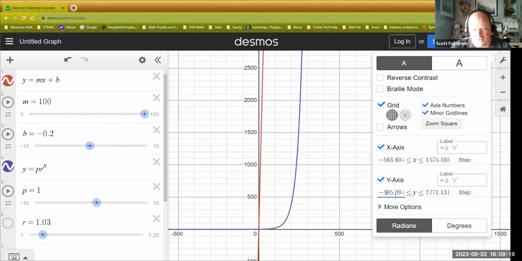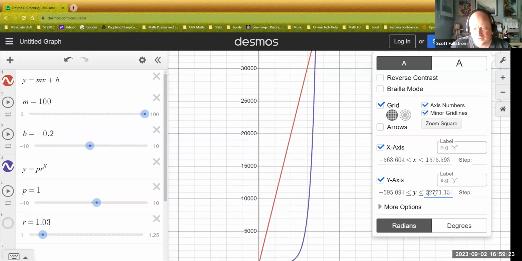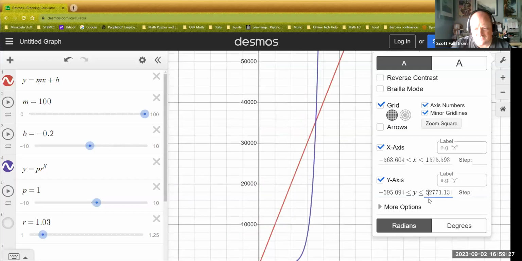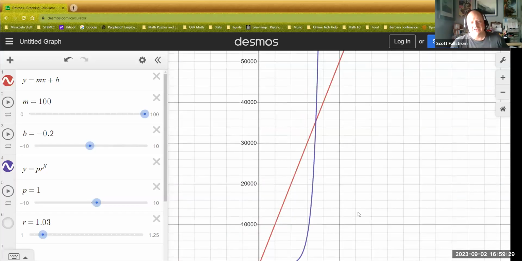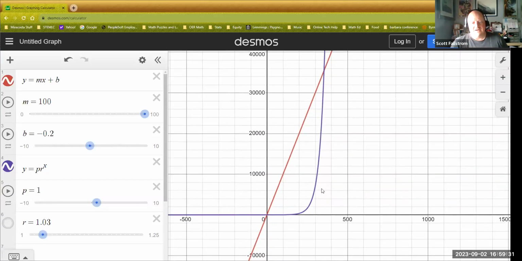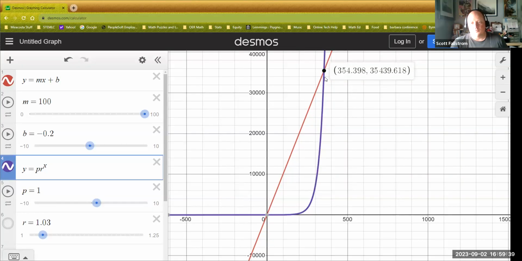I'm going to go -500, but on the output value, why don't I go up to 32,000? And by zooming out like that, actually, I'm going to go up to 52,000. And so what I can see now is, look at this graph. Now it's going up by 10,000, 20,000, 40,000, right? You can see that graph, but take a look. It doesn't matter that my slope went up to 100. Yeah, sure, it takes longer, 354 years, but it's not impossible. It will happen.